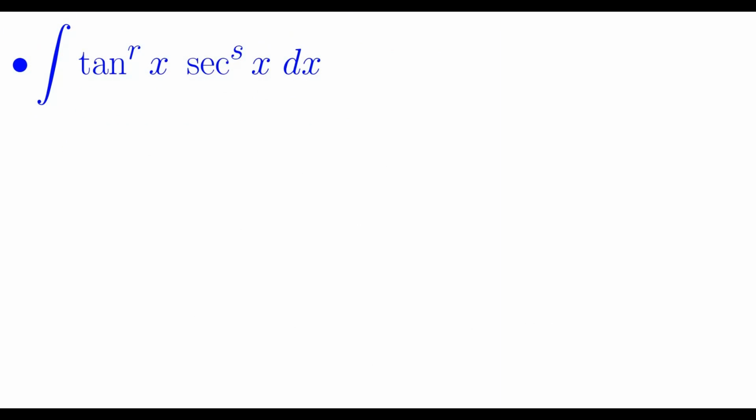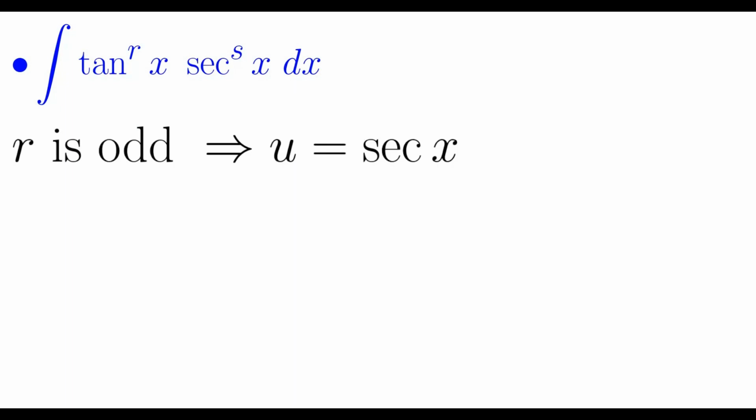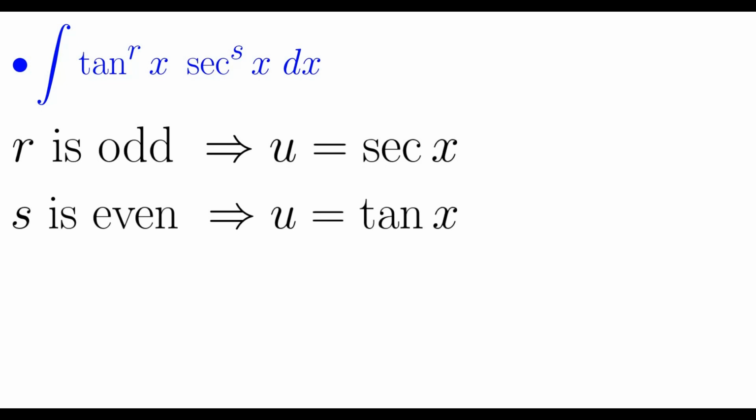If you are given integrals of the form tangent to a power and secant to another power, what you do is this. If r is odd, you would use u equals secant, since the derivative of u, which is secant times tangent, is present there. So you break up tangent to the r as tangent times an even power of tangent. Then you write down tangent squared as secant squared minus 1. Everything is going to be in terms of secant, and then you can use u equals secant of x. If s is even, you can write down everything in terms of tangent. The derivative of tangent is secant squared, and then you go from there.